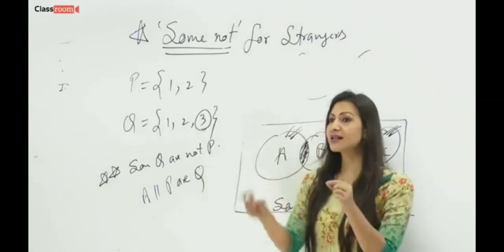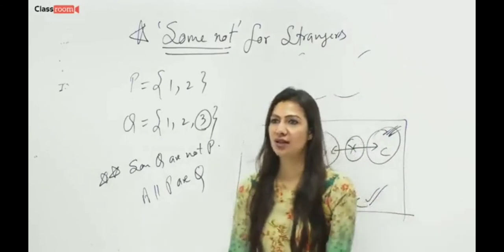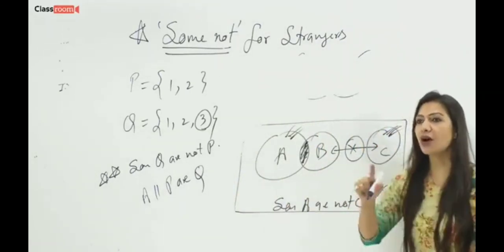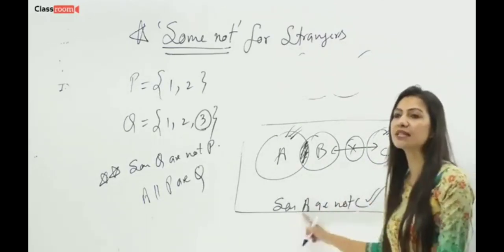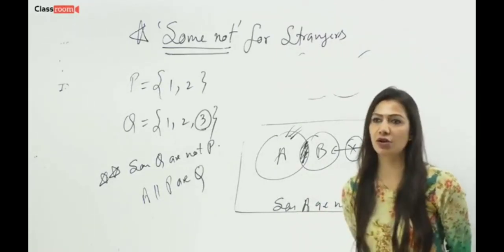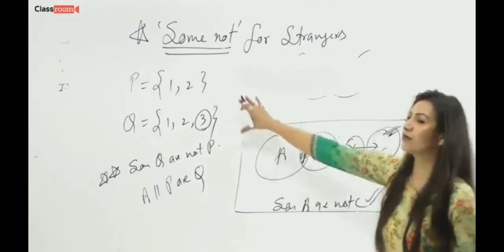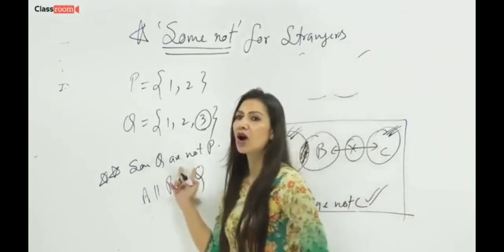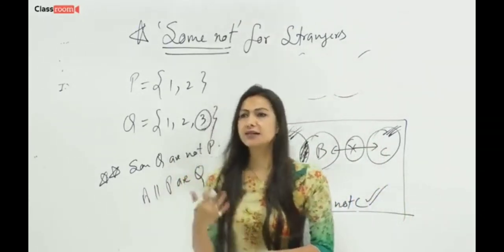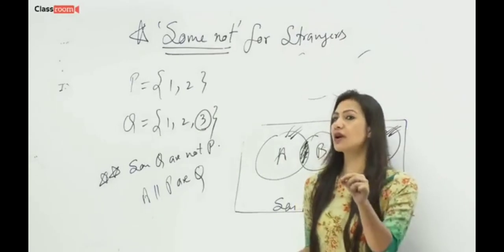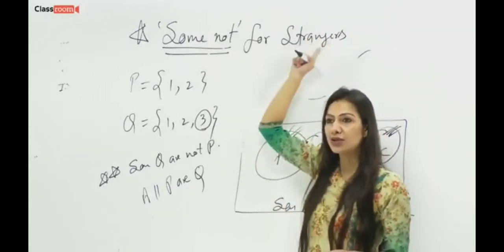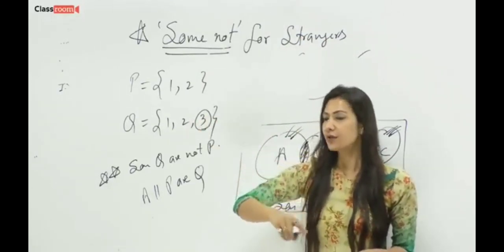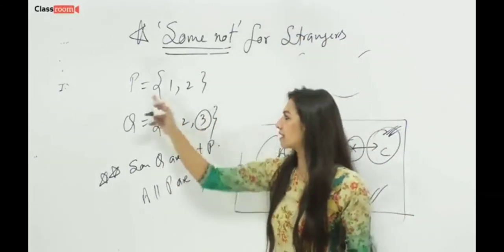So it matters a lot from where you are initiating. I mean, you are initiating with A, saying some A are not C, or you are initiating with C, that means you are saying some C are not A. It matters a lot. Okay, so with the help of this example, I just want to make you understand this thing. The reverse of some not is not necessarily correct. It is a doubtful situation. So you have to focus for the condition of some not from which letter you are initiating, for Q or for P. I hope this is clear with the help of this example.